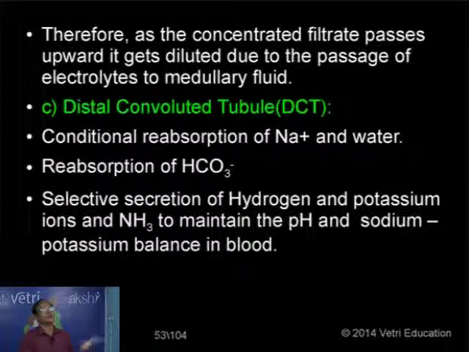So sodium and water reabsorption, as in the case of, for example, the proximal convoluted tubule, and also secretion of hydrogen ions, potassium ions, and also ammonia, as in the case of the proximal. These are all the harmful materials that are being excreted.